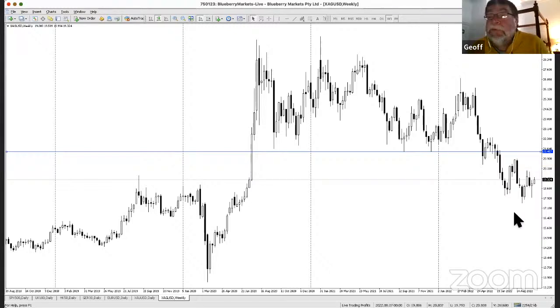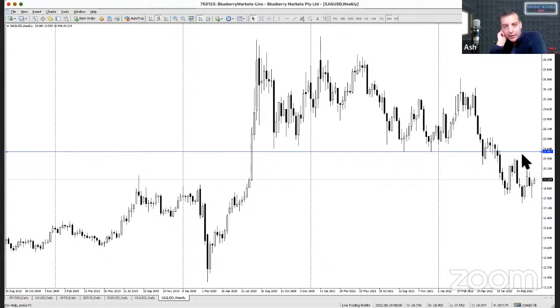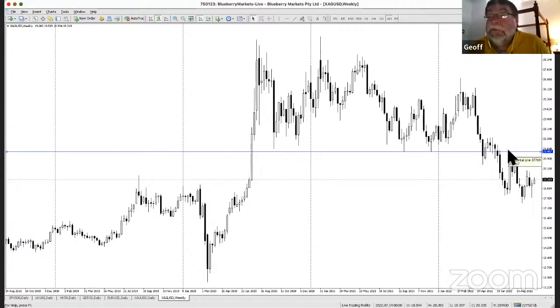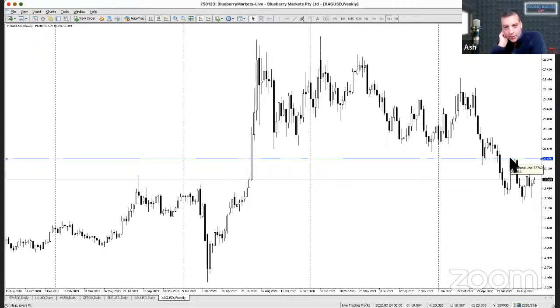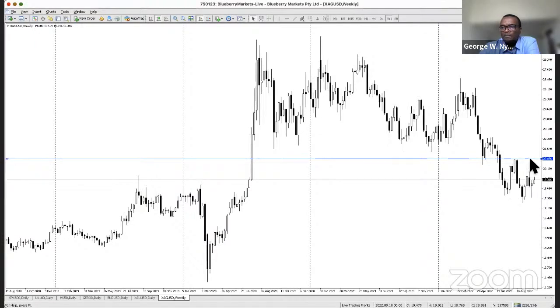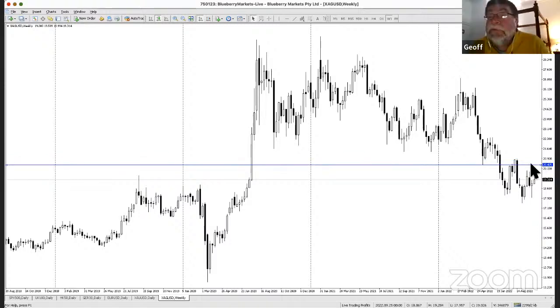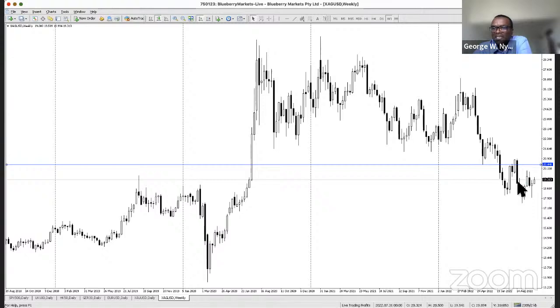Can you hear me still, George? We can, mate. It's in and out, but we can just about get you. There's a low and a high that coincide. I can't see the exact level. Looks there, somewhere around there. It's about the 20.8 level. Getting close. 20.448, a little bit lower.